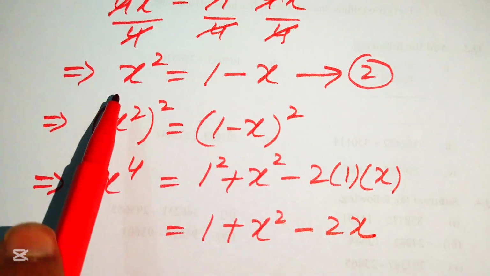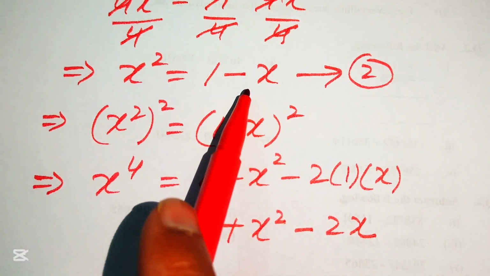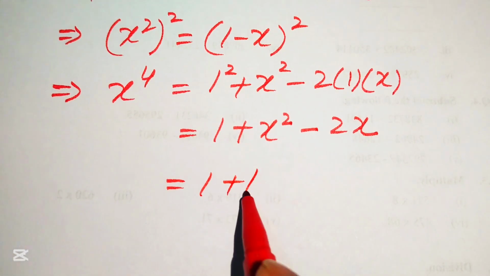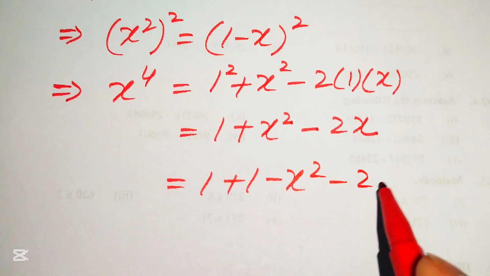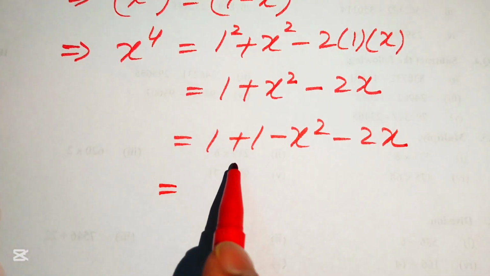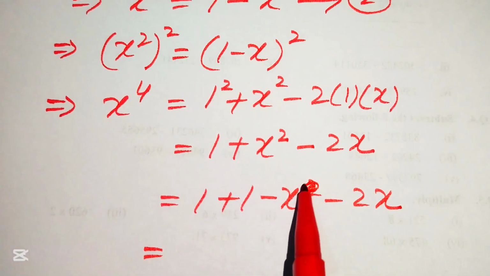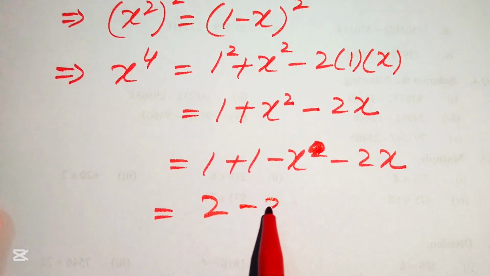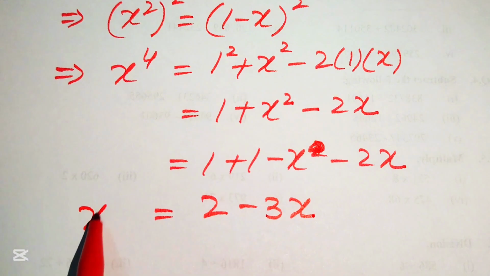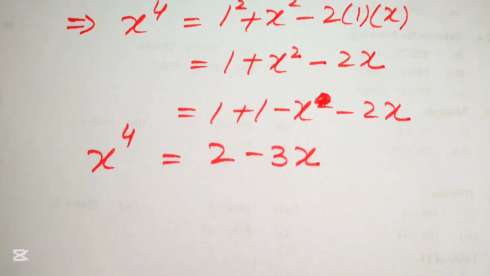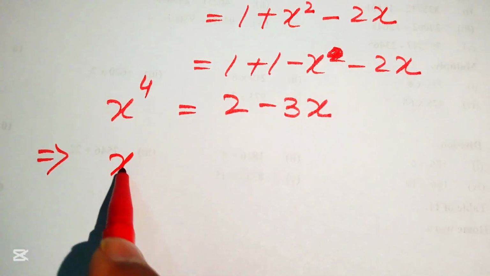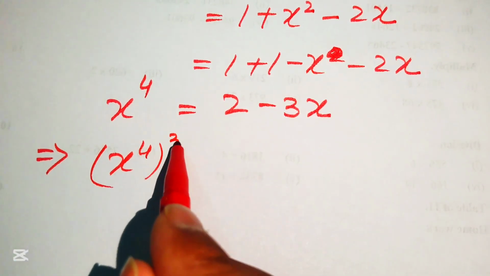Here we use equation number 2, where we have the value of x squared is 1 minus x. We substitute this value here and it will be written as 1 plus 1 minus x minus 2x. So we obtain here x only. So we have 1 plus 1 is 2, minus x minus 2x becomes minus 3x, and here we have x to the power of 4. Now because we need to find the value of x to the power of 12, and here you have x to the power of 4, we need to take the cube on both sides in order to find the value of x to the power of 12.